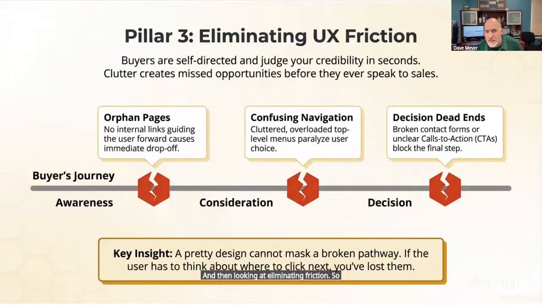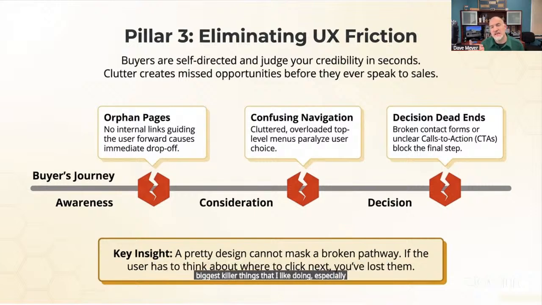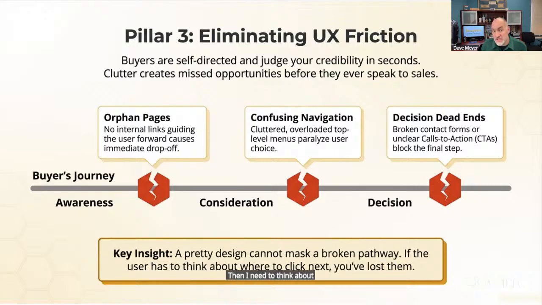And then looking at eliminating friction. So pillar 3, sometimes your website is just confusing, and so you need to take some time and streamline the interactions that you see. One of the biggest killer things that I like doing, especially nowadays, is I will ask an LLM like ChatGPT or Gemini, what's the point of this website page or what's the point of this blog? And if it doesn't match what I intended, then I need to think about what I need to change.